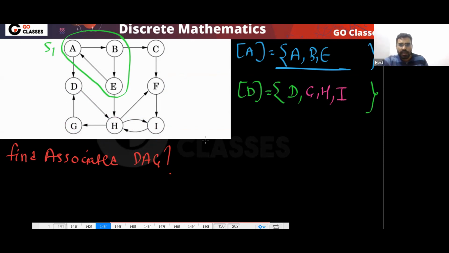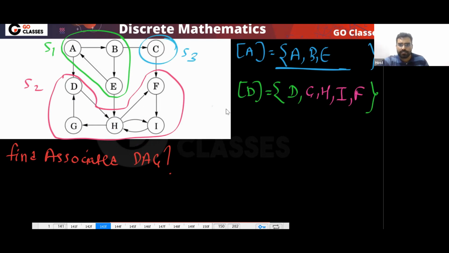Okay. And you can notice this also you can put. Because of H, you can put HFI. You can put F also. So finally, this graph you got. Nothing else you can put. This is your strongly connected component 2, and this is strongly connected component 3. You can just check it.